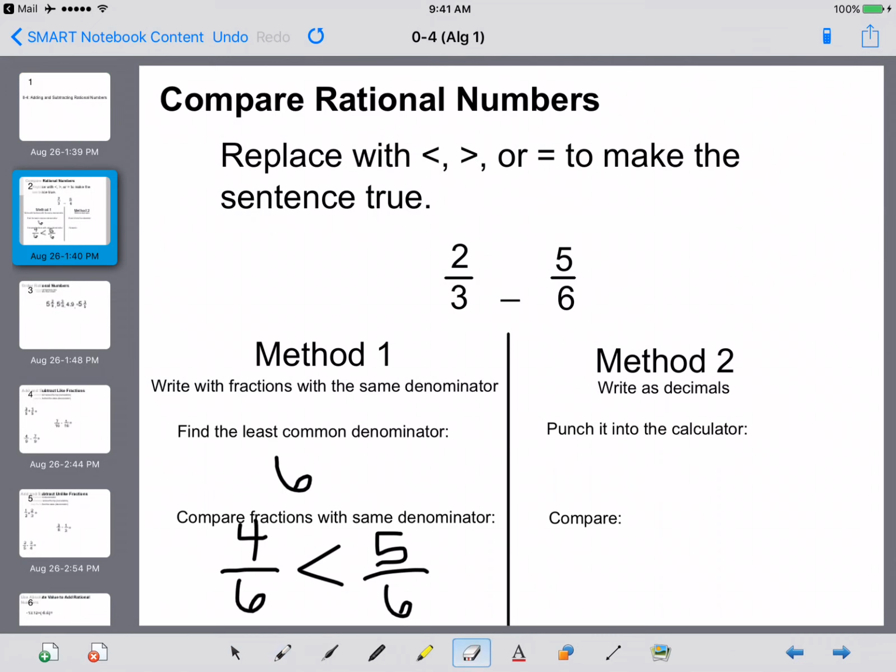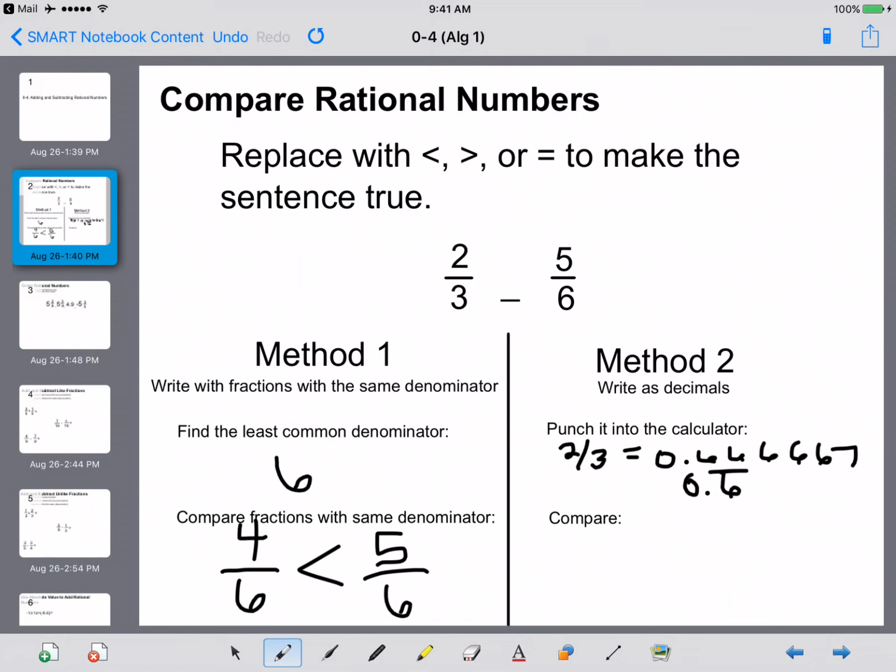We could also write our fractions as decimals. So all you got to do there is punch it into the calculator. If I punch in 2 divided by 3, I get 0.6666667. And we know when it rounds up like that, it means that it's just a repeating decimal on forever. So we can just write 0.66666 as 0.6 with a line over the top because that 6 is repeating on forever.